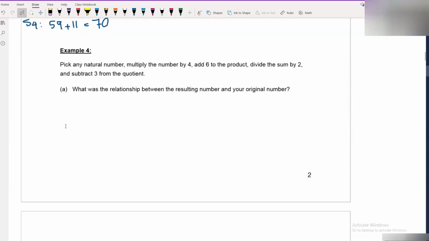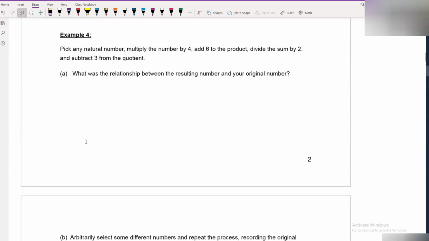Example number 4, pick any number, any natural number. Multiply the number by 4. So here our pattern is given. It's just saying to follow these steps. Add 6 to the product, divide the sum by 2, and subtract 3 from the quotient. What was the relationship between the resulting number and your original number? So the first step is asking to pick a number. For natural number, I'm using n. I'm going to use, for example, 7.